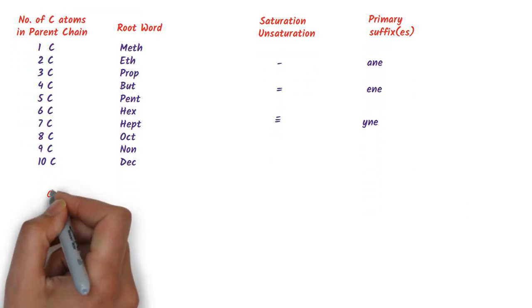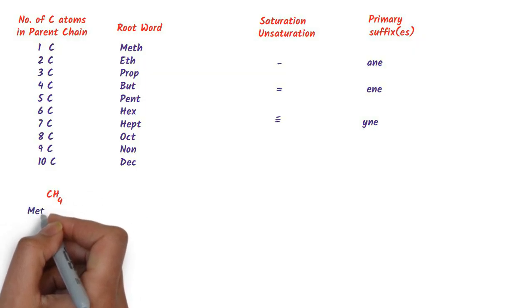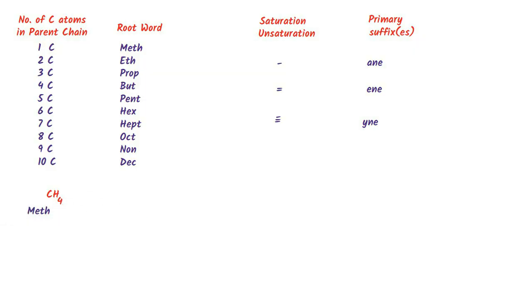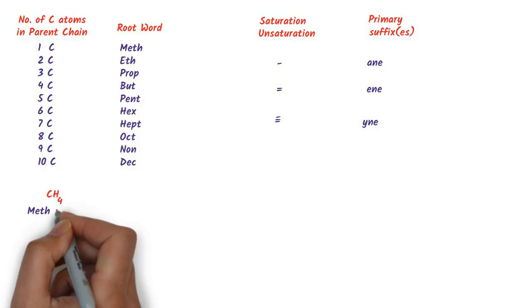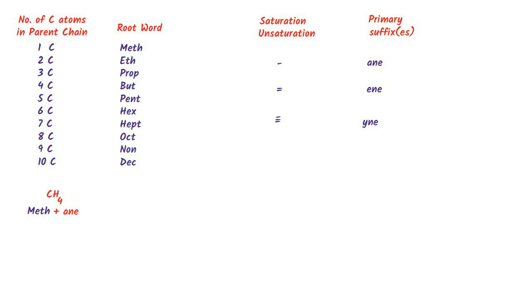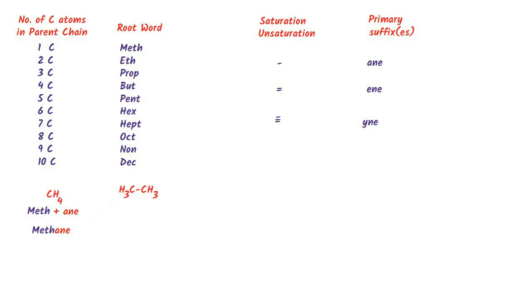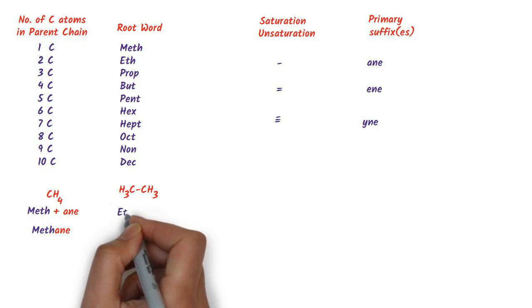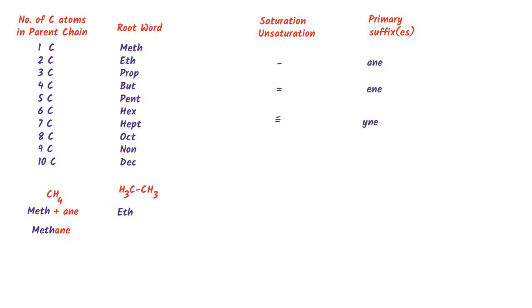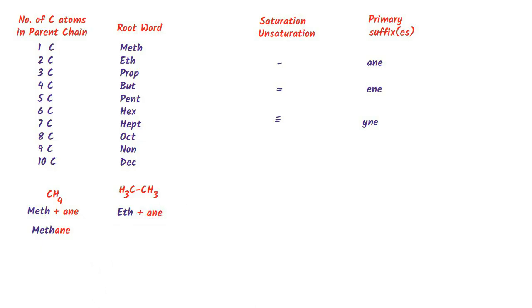For example, take this molecule, CH4. Only 1 carbon is there, so root word is meth. There is no chance of double or triple bond because only 1 carbon is there. So the primary suffix is ane joining the 2 words. The name becomes methane. Now take this molecule. 2 carbons are there, so the root word is eth. 2 carbons are single bonded, so the suffix to be used is ane joining the 2.